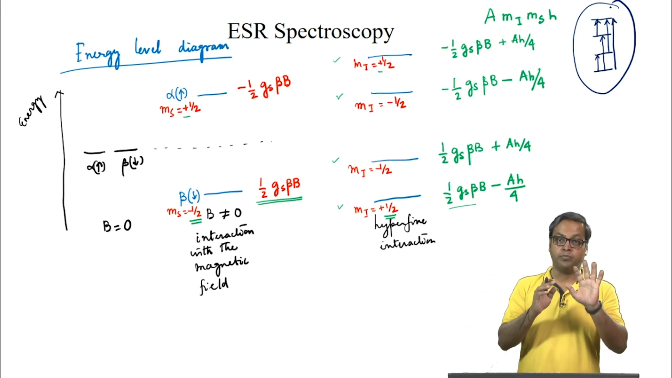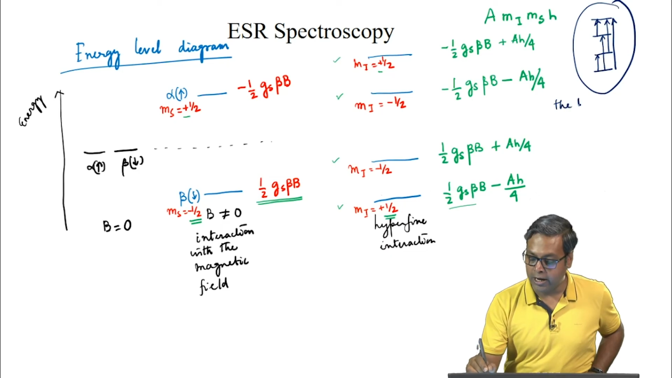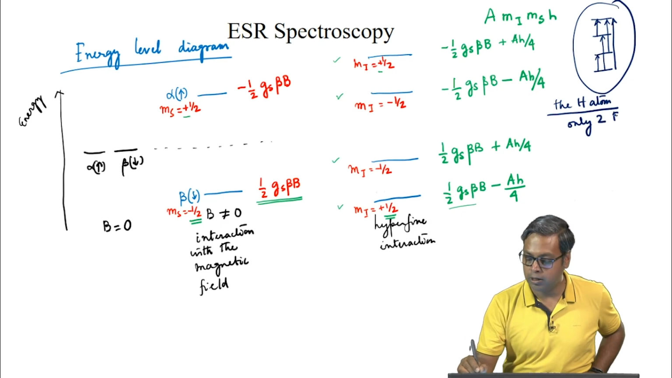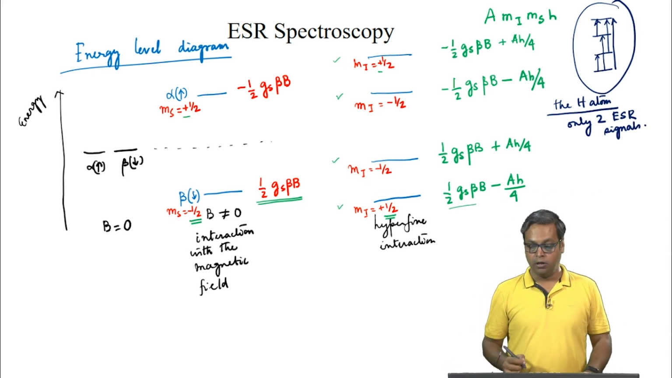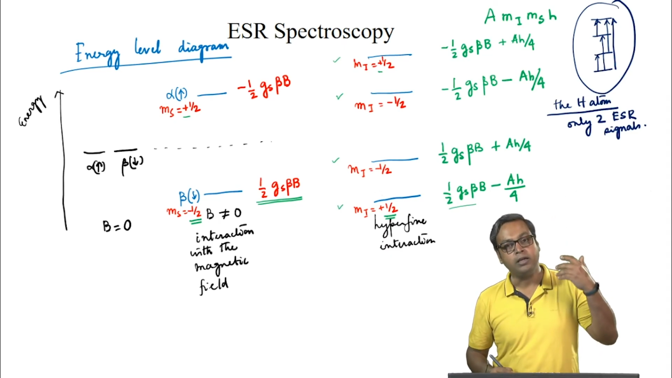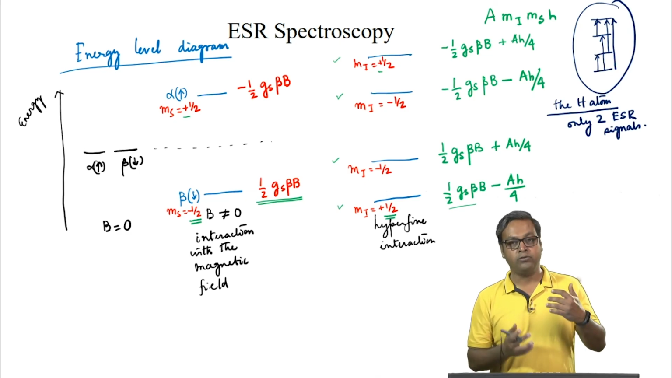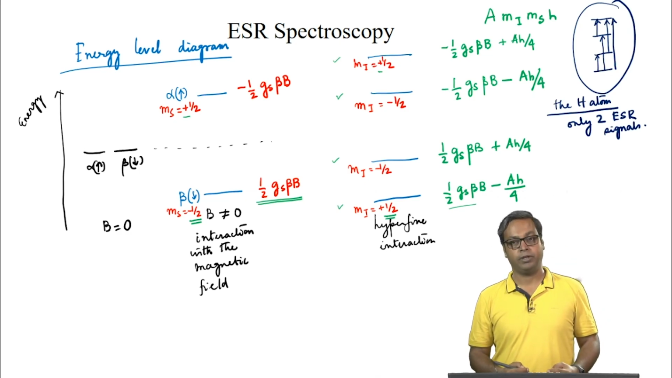However, from experiments we know that the hydrogen atom shows only 2 ESR signals. So, at this point we need to understand why, instead of many ESR lines for the hydrogen atom, we have only 2 lines in the spectrum.